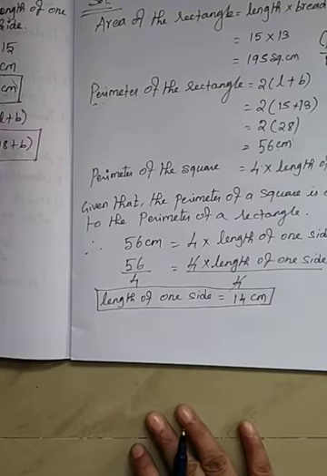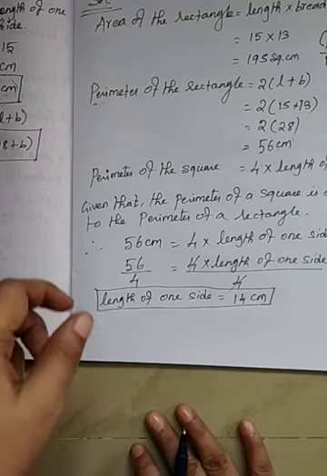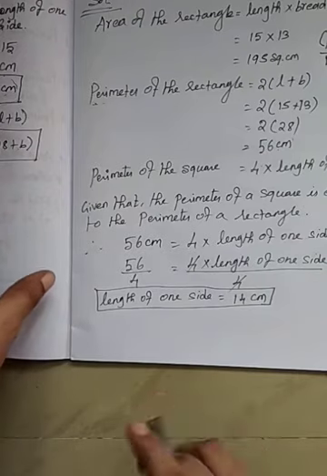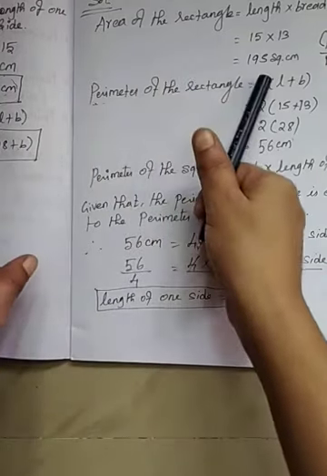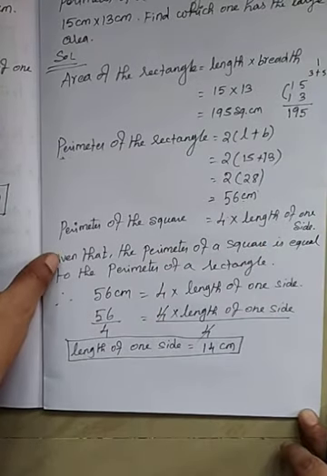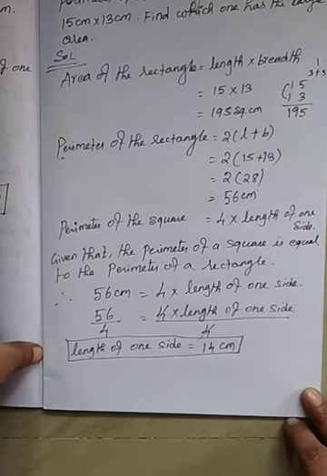Okay, now what do you have to find? That find which one has the large area. See here, area of the rectangle is 195 square centimeter. Now you have to find area of the square.